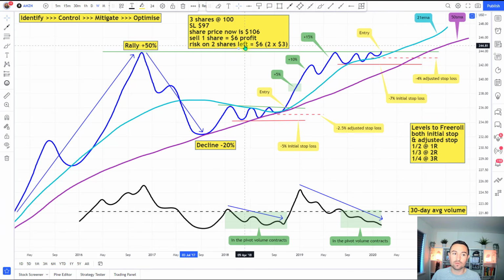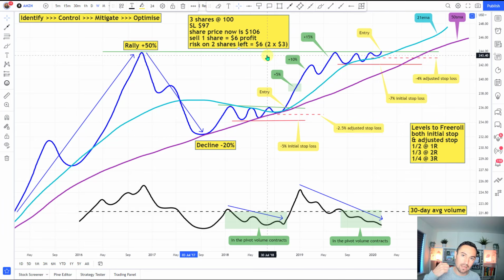Now if we maintained our stop loss on the remaining 2 shares at $97, our risk on the 2 shares left is $6. That's 2 times $3, because we bought at 100 and our stop loss is at 97. So there's $3 risk on each share, times 2 shares left, is $6. So we've locked in $6 profit, but we still have $6 risk.